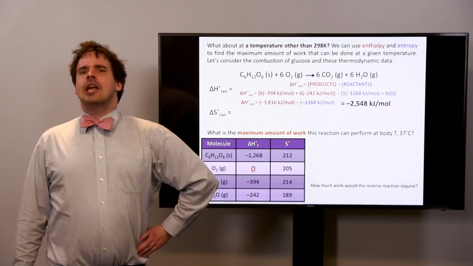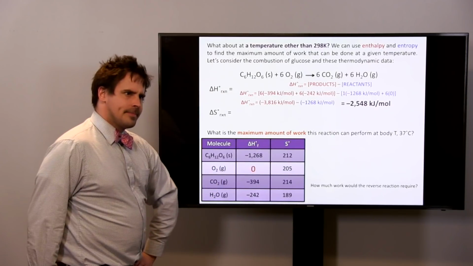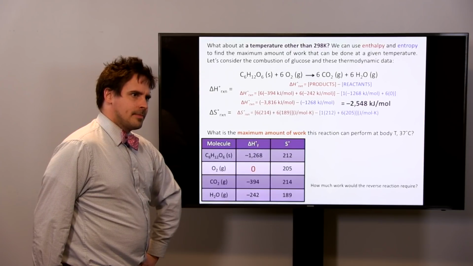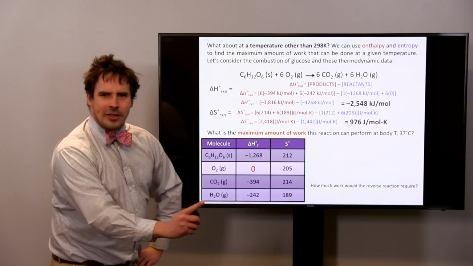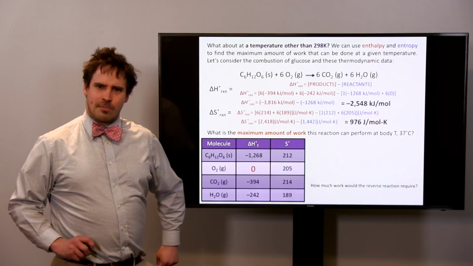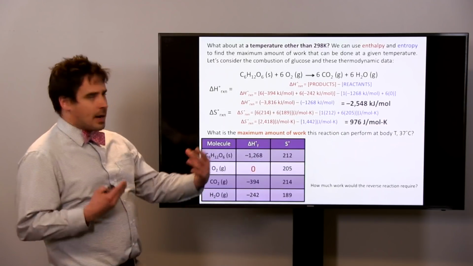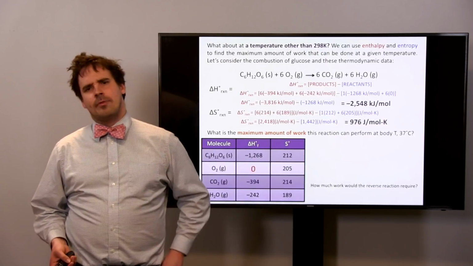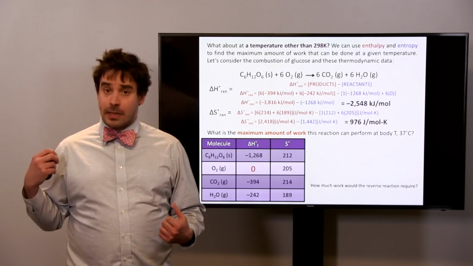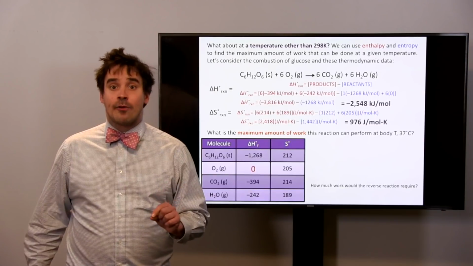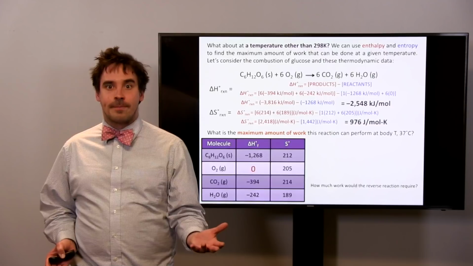Well, let's find the entropy change then, given these absolute entropy values here. You nailed it! 976 joules per mole Kelvin. Great! Well, now how can we combine these together? Well, it turns out that enthalpy and entropy don't vary appreciably with temperature. Delta G, however, varies wildly.